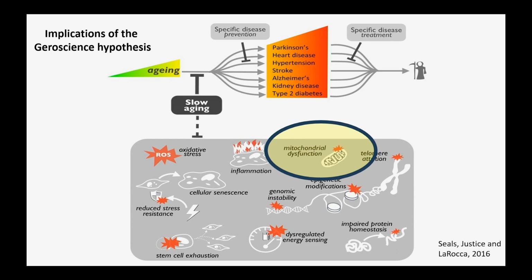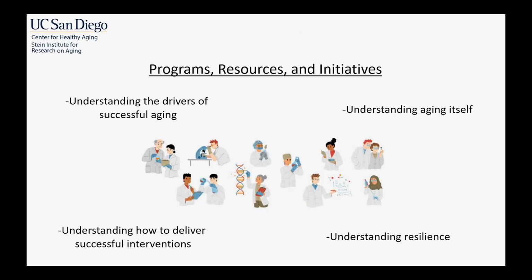But what's promising is that we've observed that mitochondrial function is malleable. This can be improved by various interventions and behaviors as well. So suggesting that this organelle, which we've been studying for over a decade now, may be targeted to improve healthy longevity.